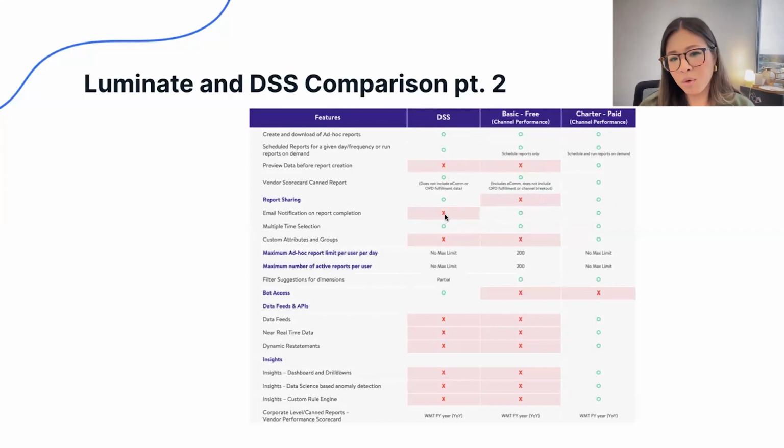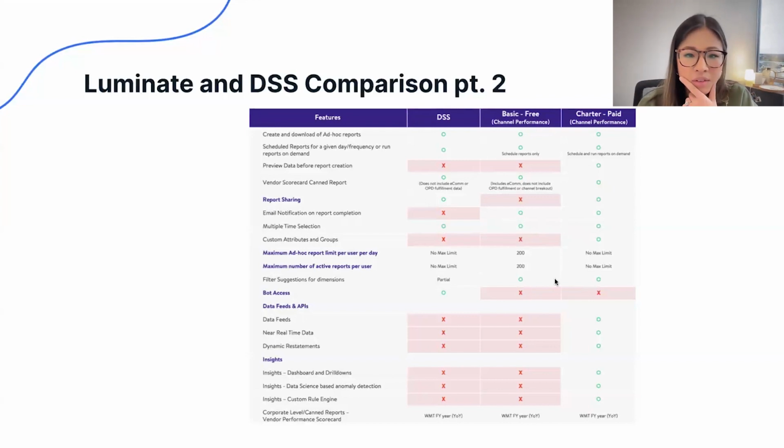Email notification on report completion, that's a little nice. Rather than us having to go in and hit refresh on the status all the time, you will get notified. That's available for both free and paid. Multiple time selections: I've heard that the time selections on the free version are not great. So curious if you guys have any feedback on that, that they just don't have as much flexibility on the time ranges in Basic than they did with DSS.